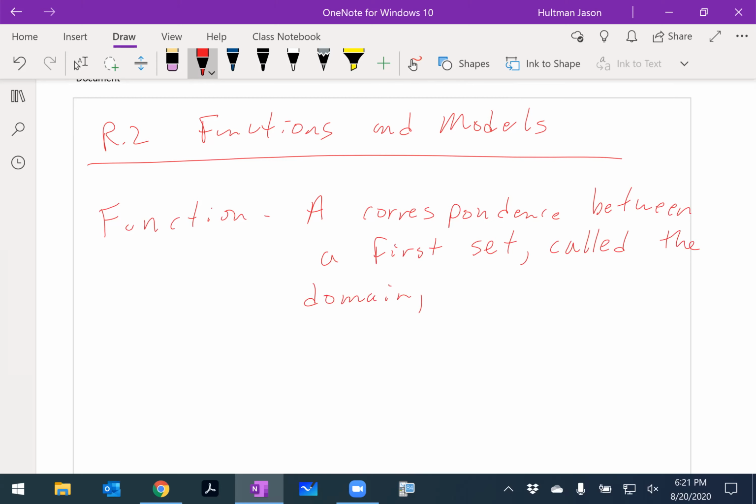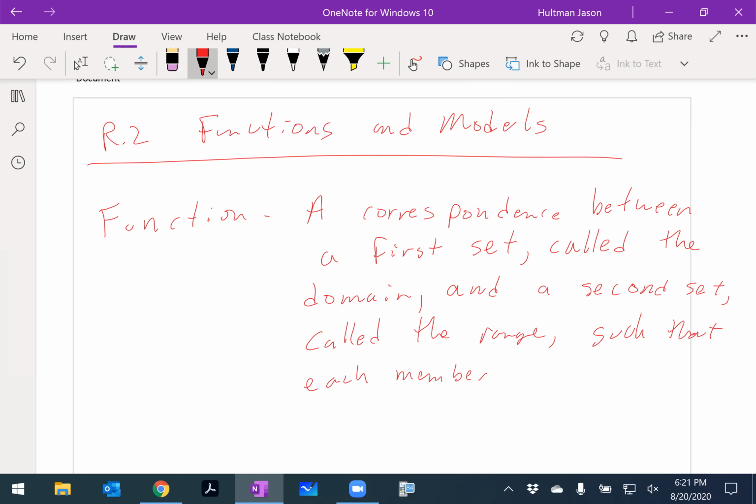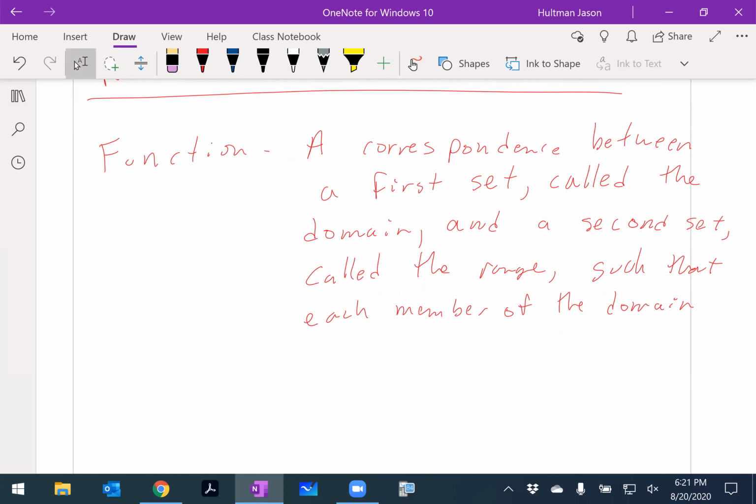Okay, called the domain, and a second set, called the range, such that each member of the domain corresponds exactly once to one member of the range.